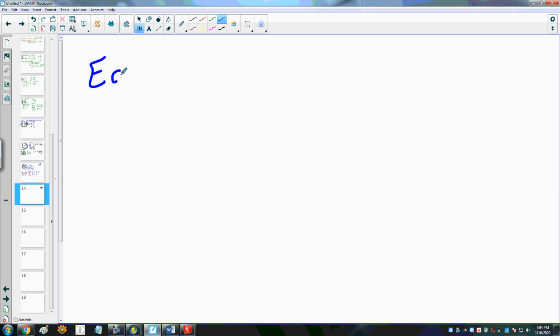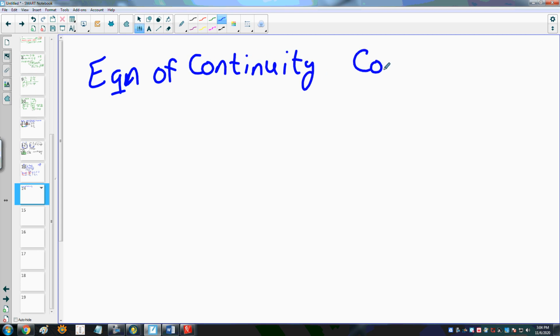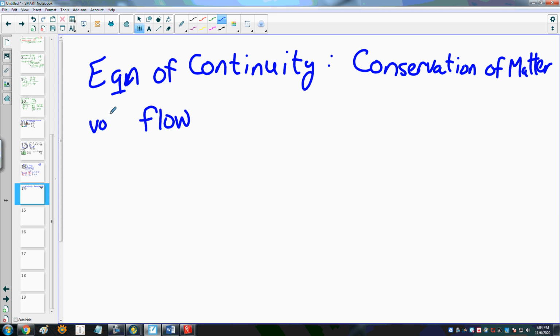There's the equation of continuity. The equation of continuity is based on the conservation of matter. That is sort of the underpinning of where this comes from. And it says basically that the flow rate is constant. The volume flow rate is constant.